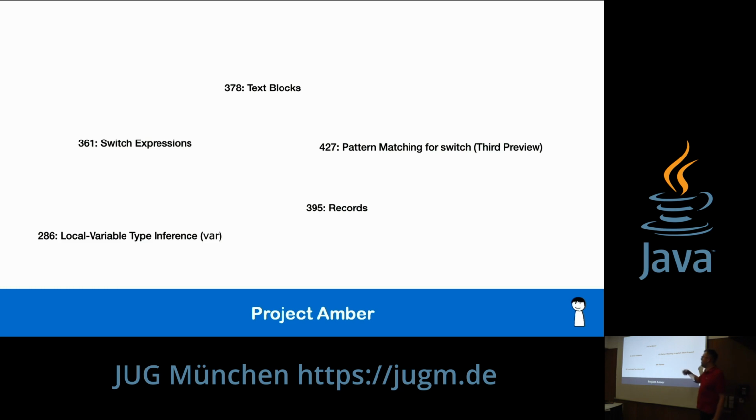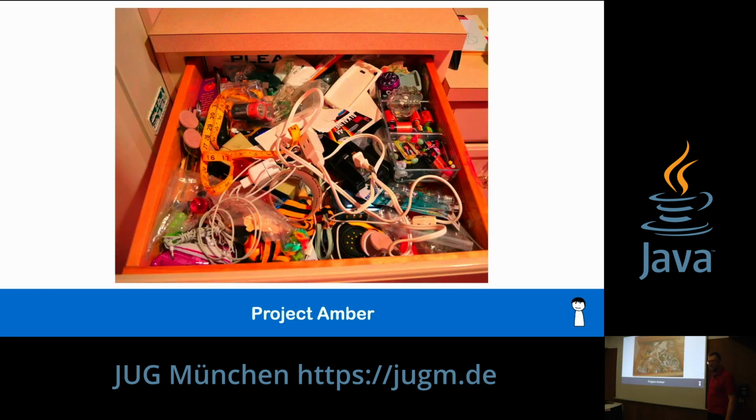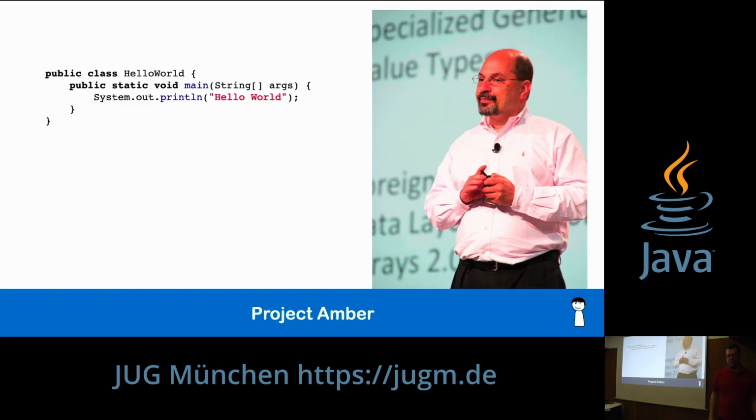As you see, the features are not very connected to each other. We are talking about new productivity features, so everything that has a direct impact on our daily work. I like to call it a drawer, because I assume everybody has a drawer like that at home, where you put all the stuff that you don't know where to put. When it's not anywhere else, it's probably in that drawer. So this is Project Amber's drawer of the OpenJDK team, especially Mr. Brian Goetz, because he is the one most involved in that particular project.